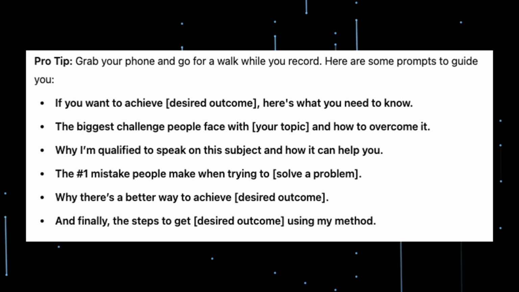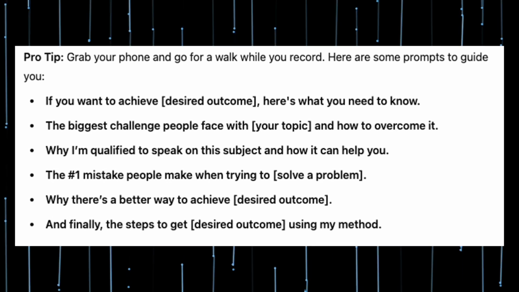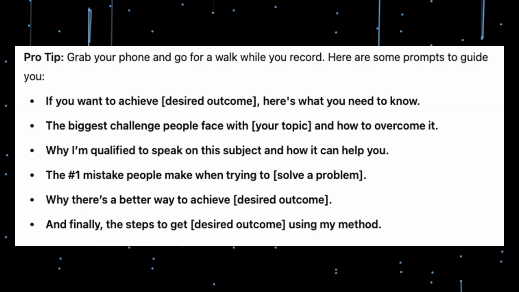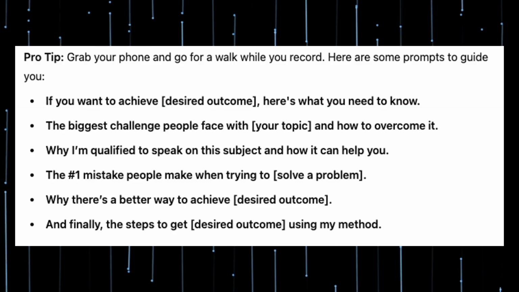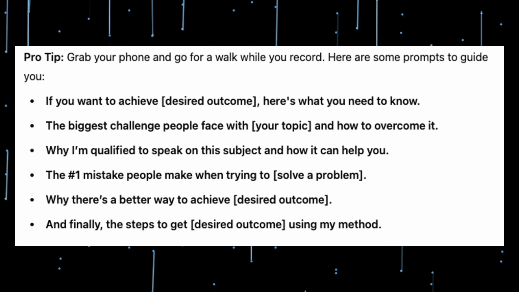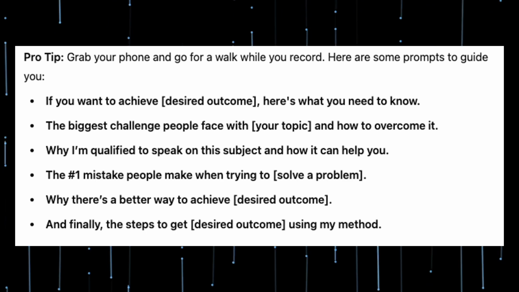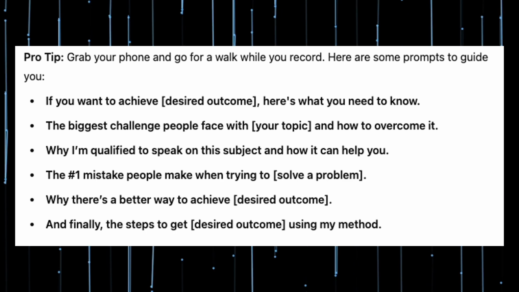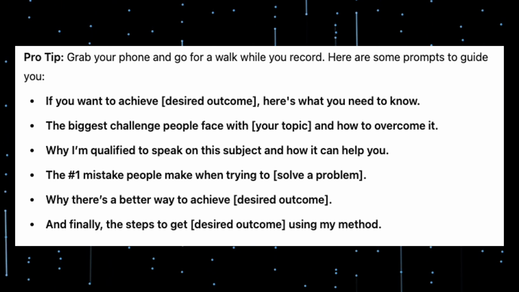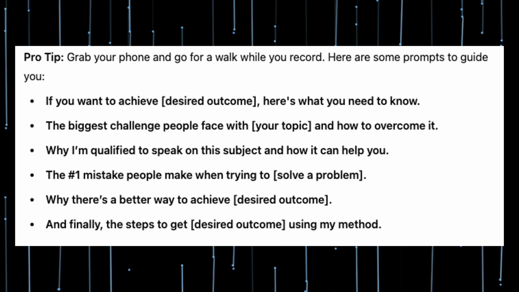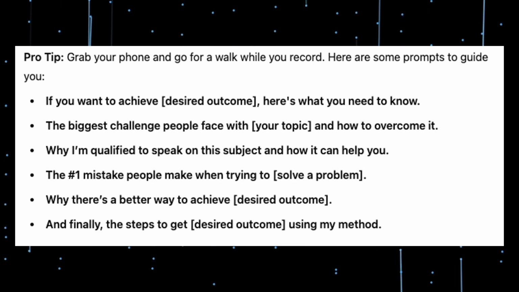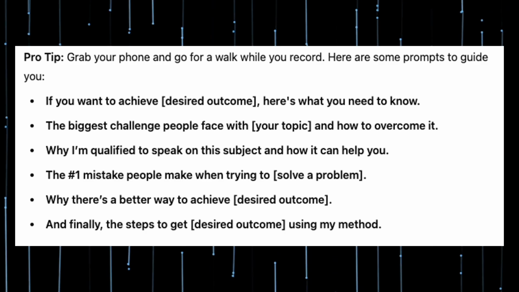Here are some prompts to guide you. If you want to achieve a desired outcome, here's what you need to know. The biggest challenge people face with your topic and how to overcome it. Why I'm qualified to speak on this subject and how it can help you. The number one mistake people make when trying to solve a problem. Why there's a more effective approach to achieving the desired outcome. And finally, the step-by-step process to get the desired outcome using my method. These prompts will help you create authentic and valuable content that resonates with your audience.